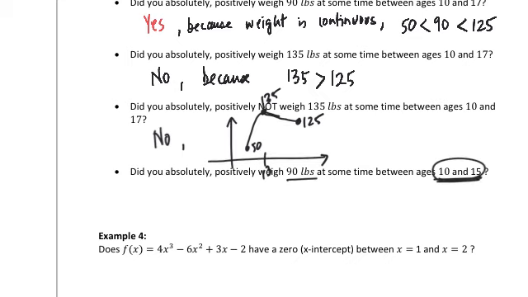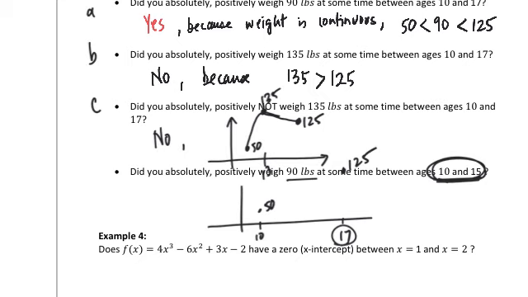Now, notice my initial statement is that at age 10, I was at 50, and at age 17, I was at 125. So somewhere in part A, we said that somewhere along ages 10 to 17, I must have hit 90. But in part D, we're asking: did you absolutely, positively weigh 90 at some time between age 10 and 15? And that we cannot be sure.